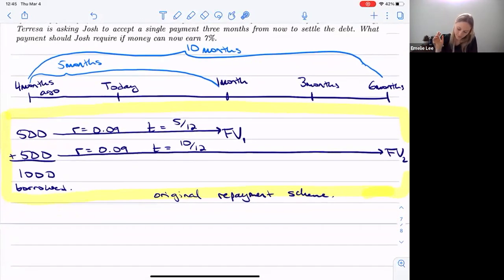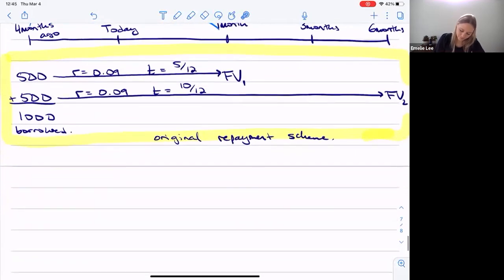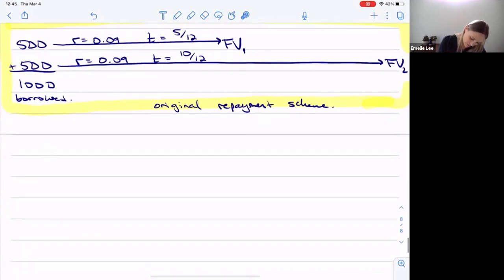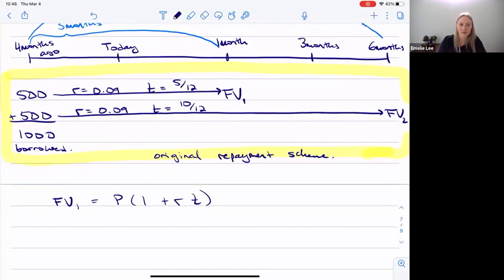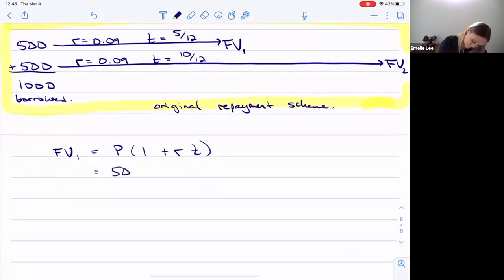Okay, so for kind of lack of time, let's find future value 1 and future value 2 so that we can pick up kind of a little bit quicker next day. Future value 1 is P times 1 plus R times T, right? P for each of these is 500. R for each of these calculations is 9 or 0.09, and T is 5 over 12 for this one. 500 times 1 plus 0.09 times 5 over 12.